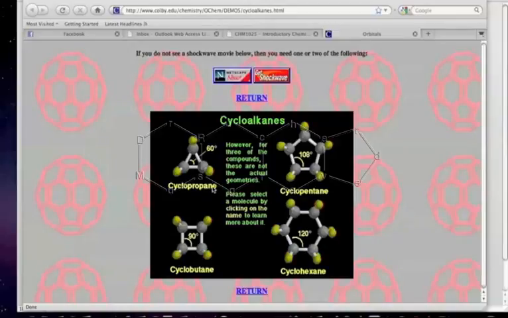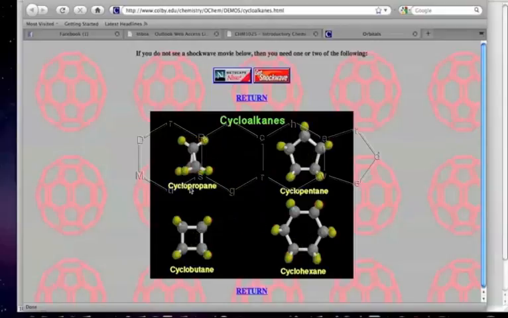And if you think about what the bonds want to be, they want to be at 109.5 degrees because these are all supposed to be sp3 hybridized carbons. But they're at 60, which makes this a pretty strained type situation.